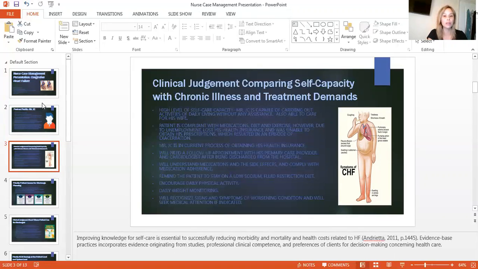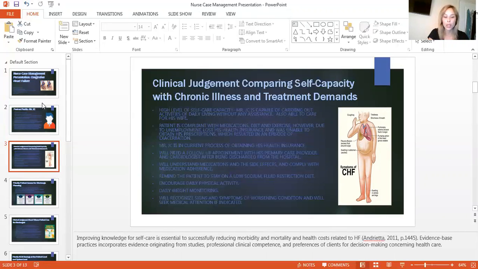He will definitely need a follow-up appointment with his primary care provider as well as his cardiologist after being discharged. He will understand medications and the side effects and comply with medication adherence. Even though he was compliant before, we want to make sure that he continues to do so. We want to remind the patient to stay on a low sodium fluid restriction diet and encourage daily physical activity, at least 30 minutes a day, if not more.